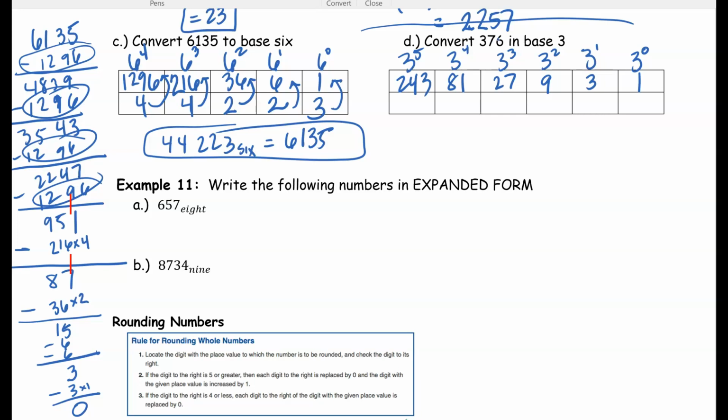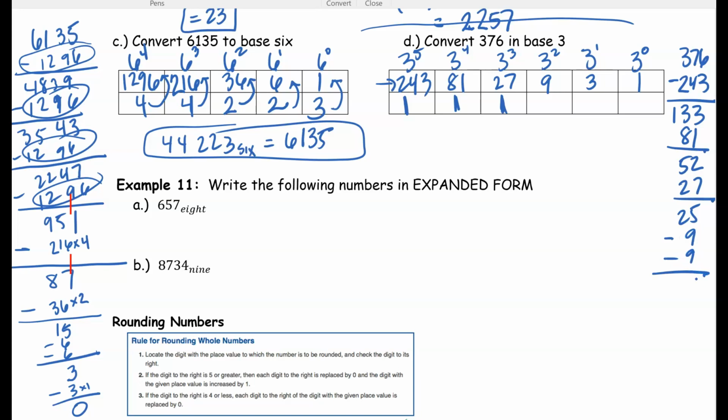So now I'm going to put 376 on the side, and I'm going to figure out how many of each size group do I need. So if I take off 243, which is my biggest size group that I have in my table, I get 133. I can't do it again, so I only can do one of those groups. Now 81, I can subtract that once, and I get 52. 27, I can subtract that once, and I get 25. 9, you can subtract that twice there, which is 18, and you get 7. So I took 2 groups of 9, okay, and I'm left with 7.